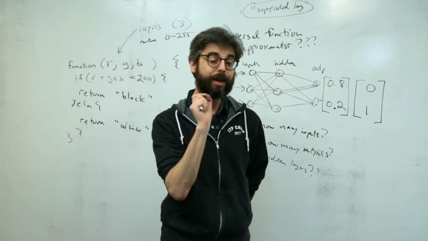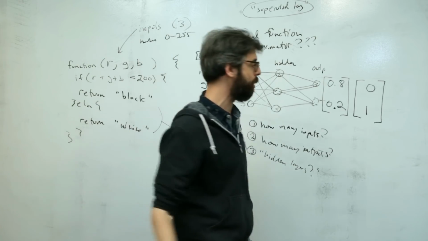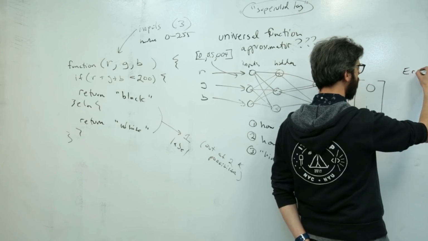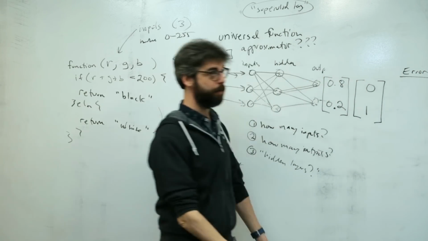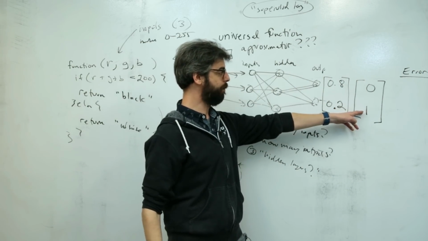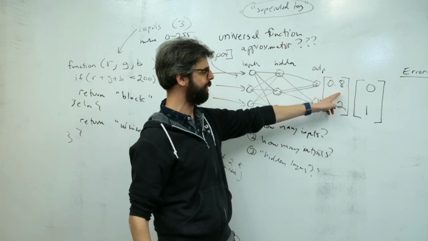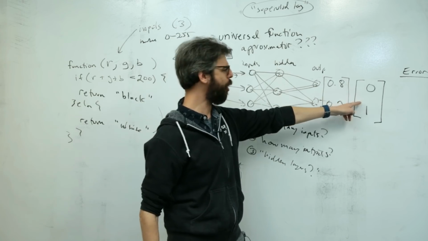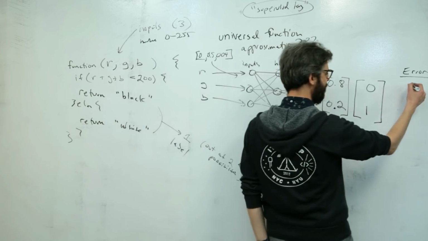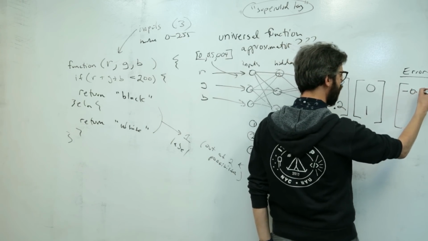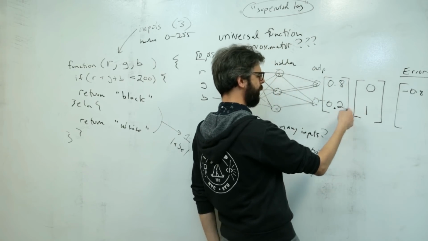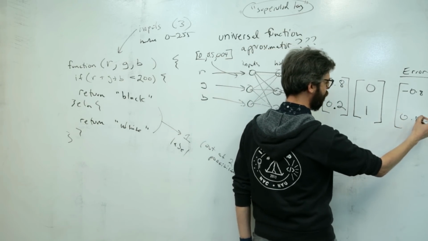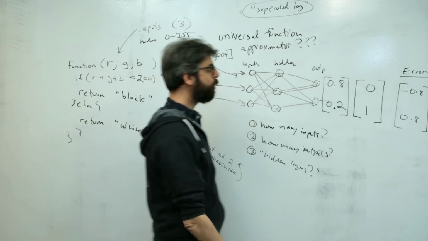So what the neural network does is actually calculate something called an error. And the error is really simple. It's simply the desired minus the guess, or the targets minus the prediction, or the targets minus the outputs. So the error would actually be negative 0.8, 1 minus 0.8, interestingly enough. Very symmetrical there. So this would be the error.